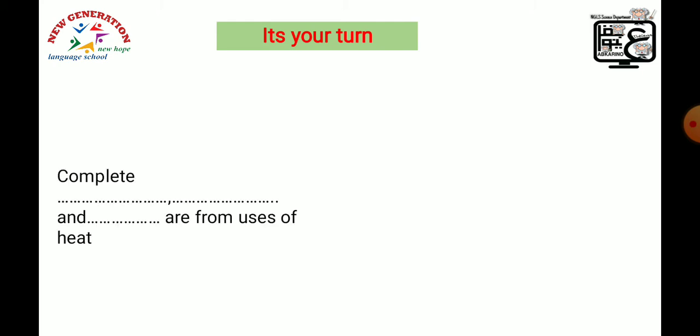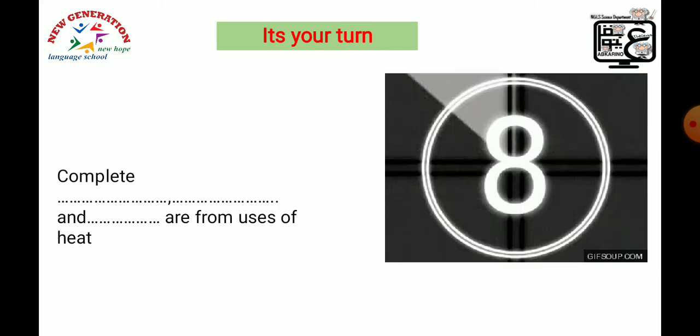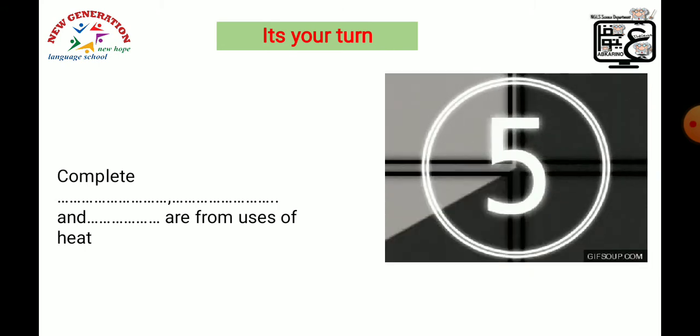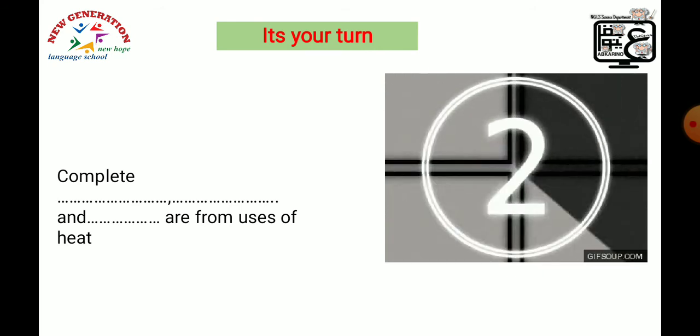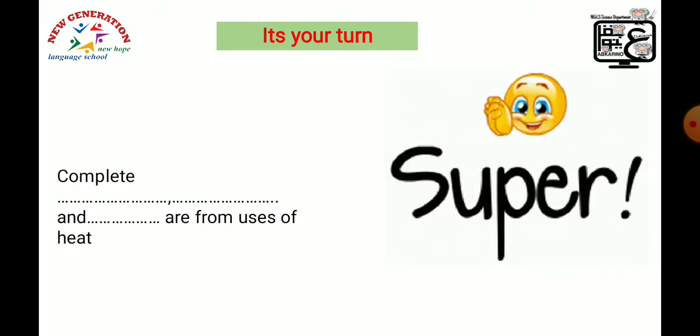Okay, after that, we are going to play a very beautiful game. We have one question. Complete: space and space are from uses of heat, and you have 10 seconds. Quickly. Yeah, excellent, super Ali. Clap your hands for Ali, you're amazing. Ali said warming, cooking, and heating water are from uses of heat. Excellent, Ali, you're amazing.